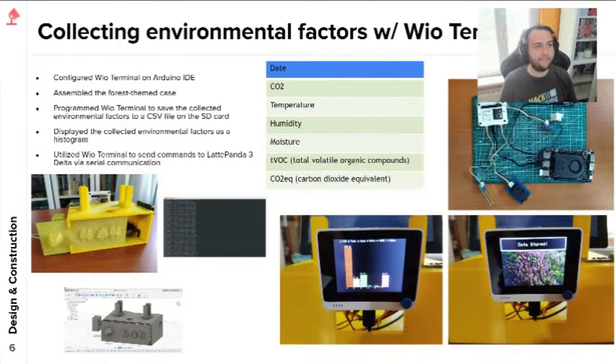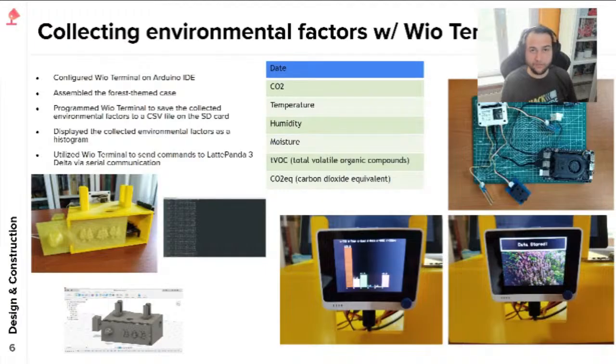First, I start to collect environmental factors via bioterminal from the affected areas with tree diseases. I have a forest near my hometown affected with lots of tree diseases, so I can go here and collect environmental factors where the trees are affected most. After configuring the bioterminal, I programmed bioterminal to save the collected environmental factors to a CSV file directly to the SD card. I collected date, carbon dioxide, temperature, humidity, moisture, total volatile organic compounds, and carbon dioxide equivalent values.